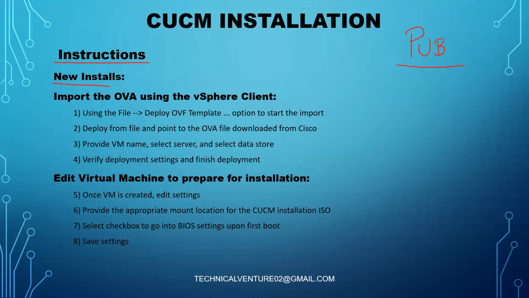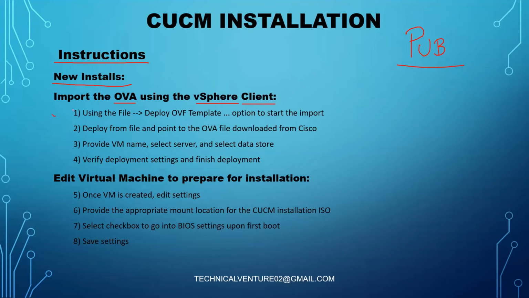So whenever you are doing a new fresh installation, you can see these are the following steps. These are almost 12 steps which you need to perform. First step, import the OVA using the vSphere client, that is the ESXi vSphere client. You will import the OVA, and I'll show you how you will do it. So these are the steps written over here, so you can note them down and then practice it.